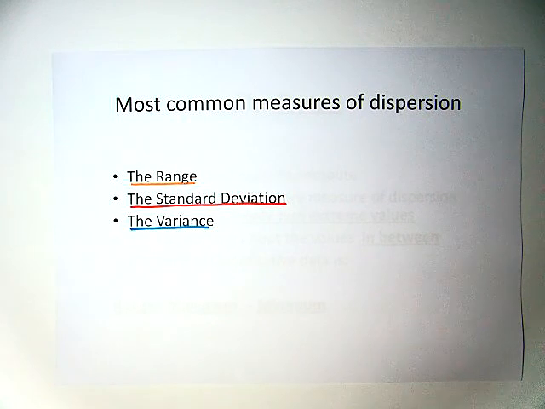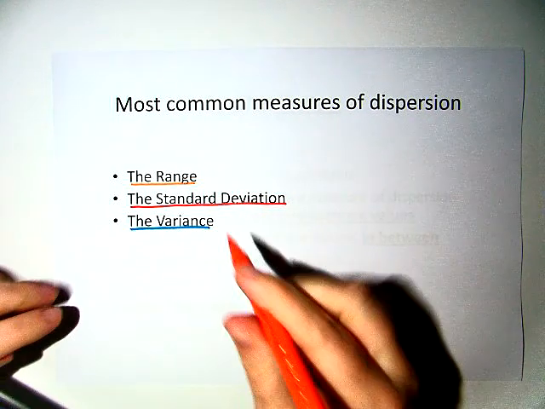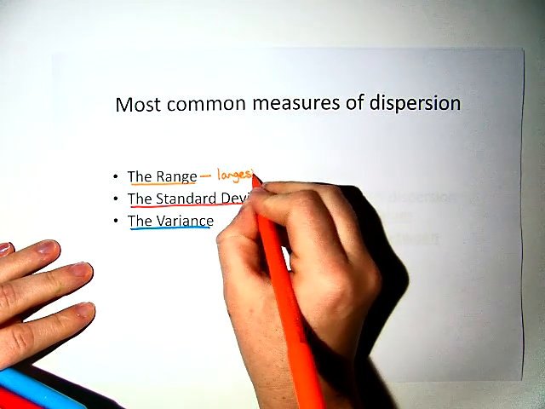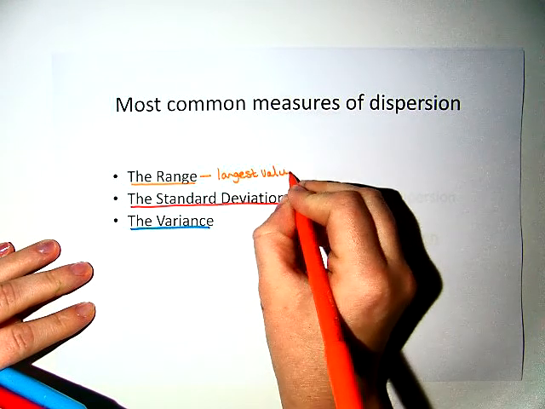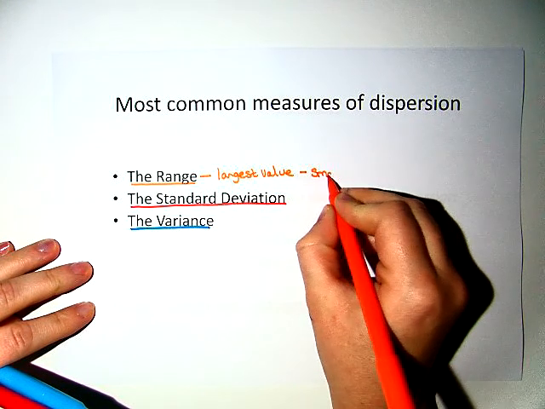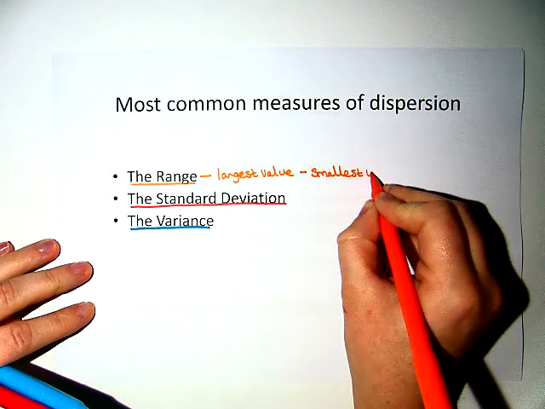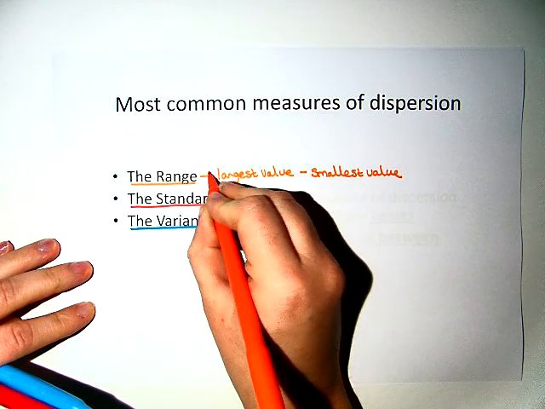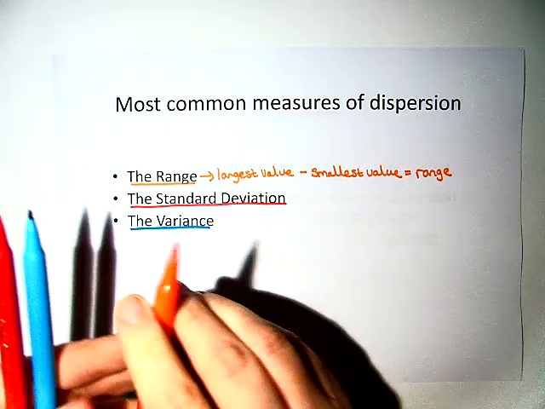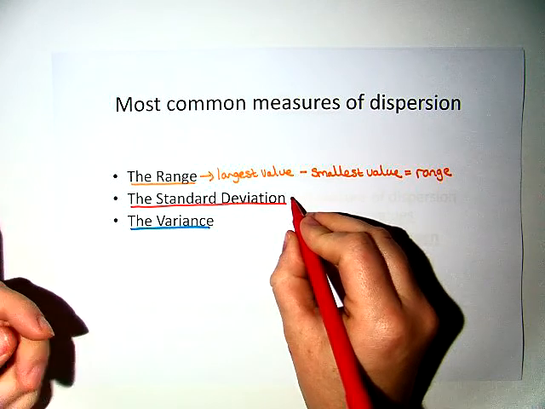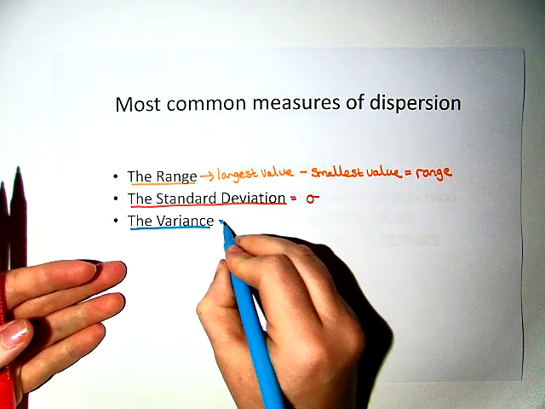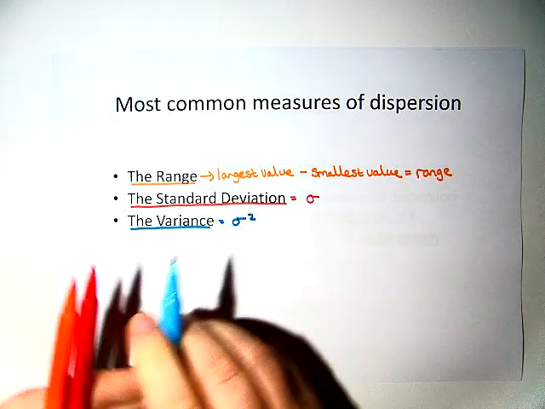Okay, so let's look at the most common measures of dispersion. The range is the largest value in our set subtracted by the smallest value. And then that will give you the range. The standard deviation we use on our calculator with sigma. And to do variation or variance, we do sigma squared.